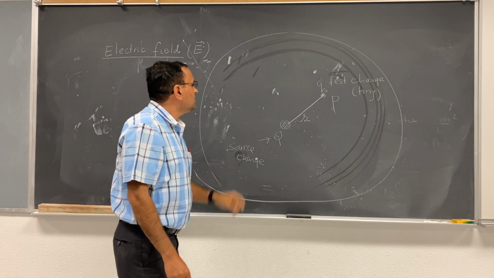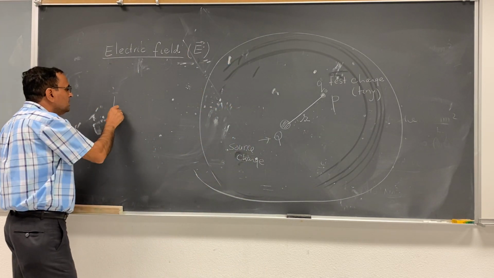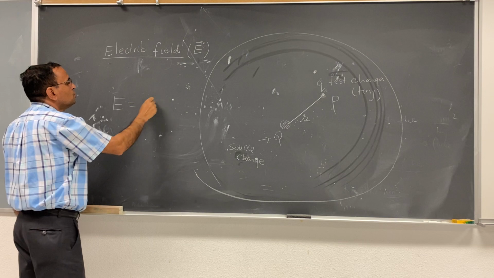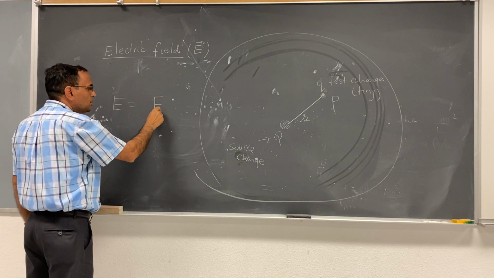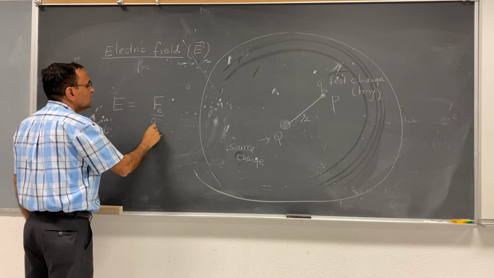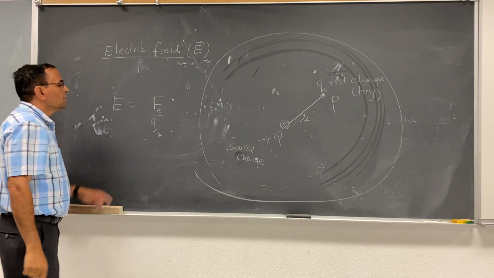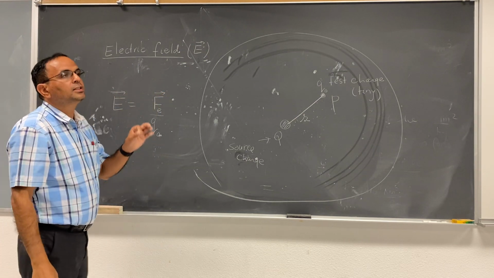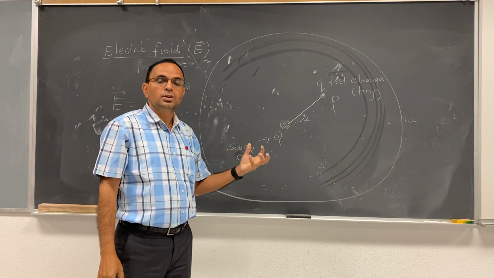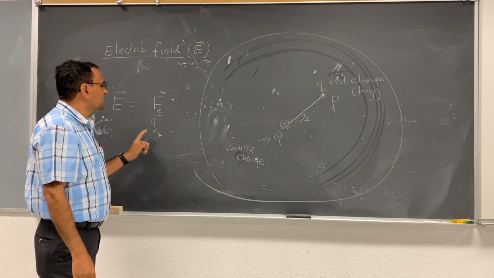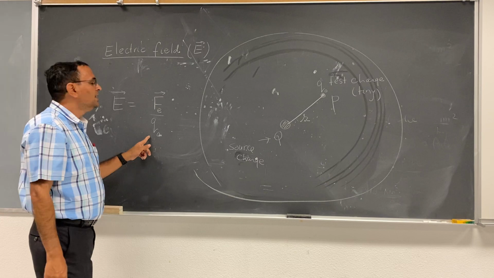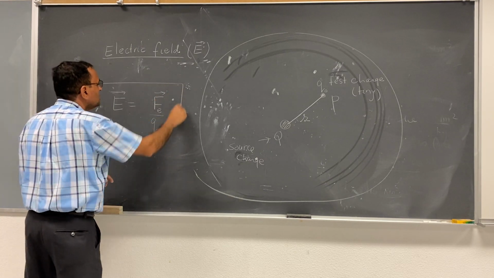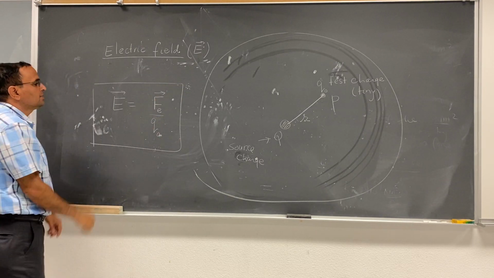So the electric field at point P, E, is equal to the electrostatic force per unit test charge. This is what we call the electric field. So electric field is electrostatic force per unit test charge. This is the definition.